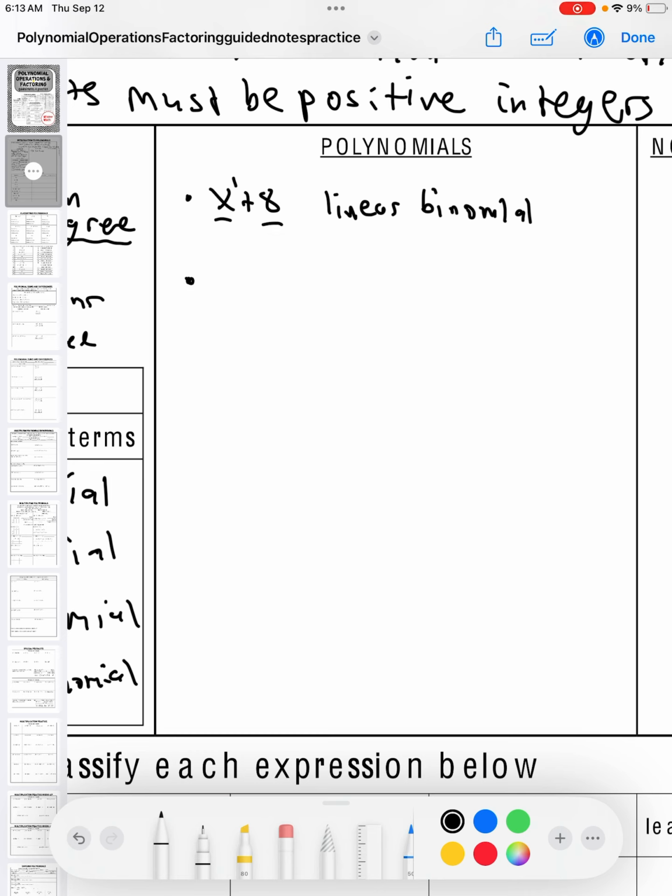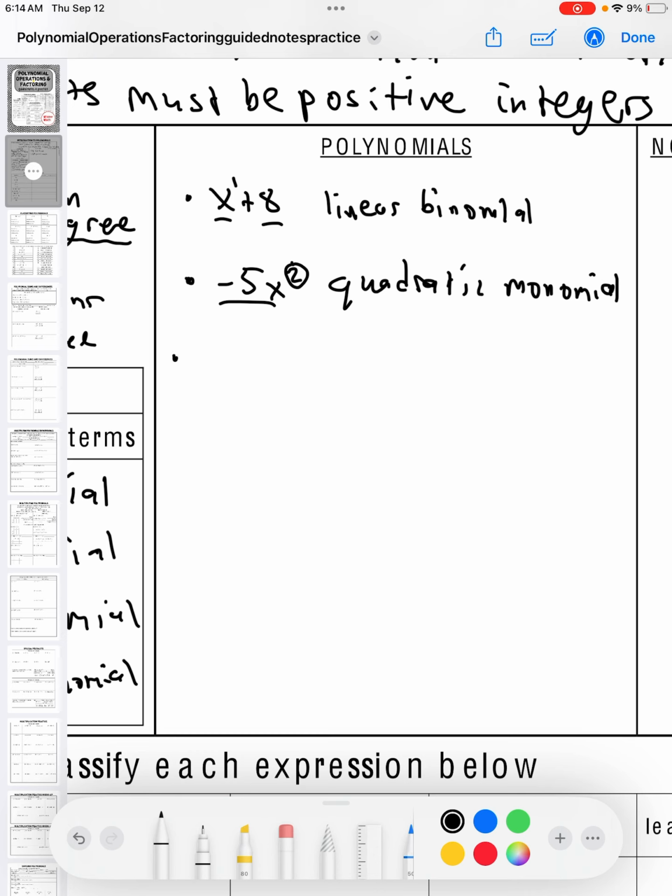Or you could have something like negative 5x squared. Negative 5x squared would be a quadratic monomial because it's a quadratic because the highest degree is 2, and it's a monomial because there's only 1 term.